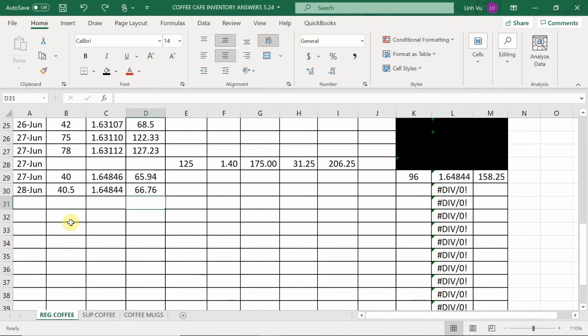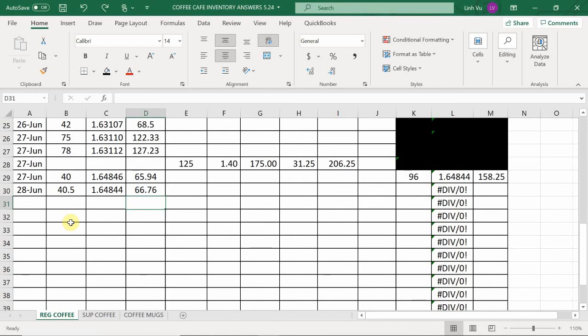Okay, I got it. So I'm going to charge them 40 times the 1.64846, which came to 65.84. Then on the next one, I have 40.5 pounds, and I'm going to charge them 1.64844. Yes, because that's what you sold. Okay, all right.